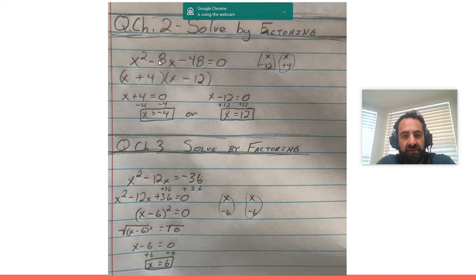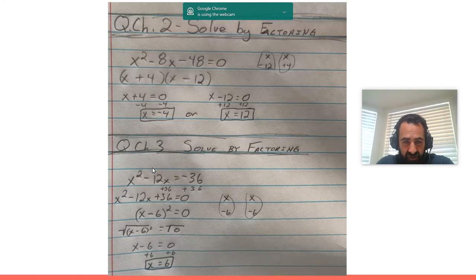Yeah, the difference between the factors is 8. Goodness, second guessing myself. So the difference between 12 and 4 is 8. The largest of the two factors is going to be negative. So then here are my two factors. Set them both equal to 0. Solve for x. x is either negative 4 or positive 12. Pretty easy, straightforward on this one. All right. Quick check 3, solving by factoring.